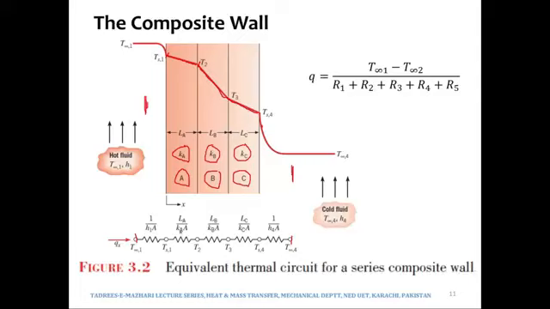So we can see that the middle 3 are conductive, L over Ka or delta X over Ka, and the 2 extreme ones are convective, 1 over Ha.